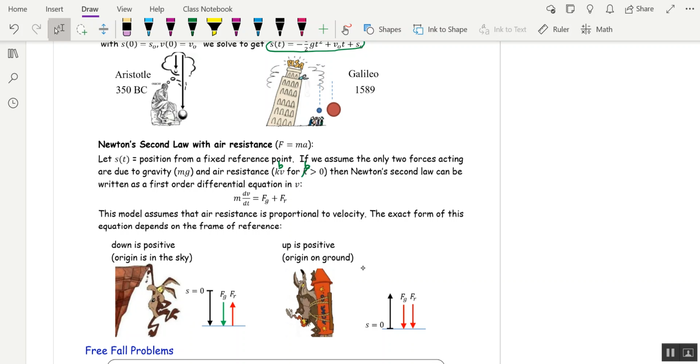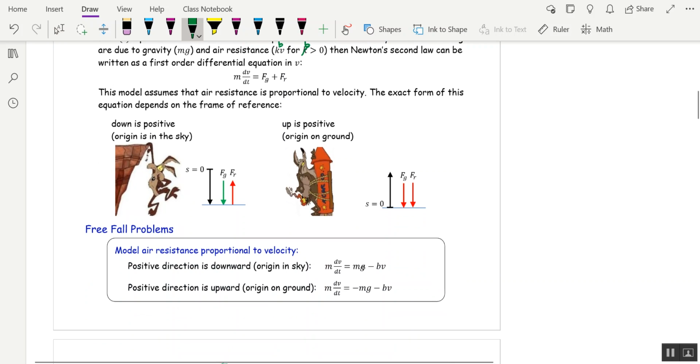Now this equation is going to take on one of two forms, depending on whether the origin is in the sky or you place the origin on the ground. If the object's falling down and the origin is in the sky, then gravity is working in your favor. If the origin's on the ground and the object's going up, then acceleration due to gravity is not working in your favor. So the only difference between the first equation and the second equation is whether you have a minus in front of mg or not. One does, one doesn't. I'll tell you which equation to use when I want you to use it, so you don't really have to memorize those.